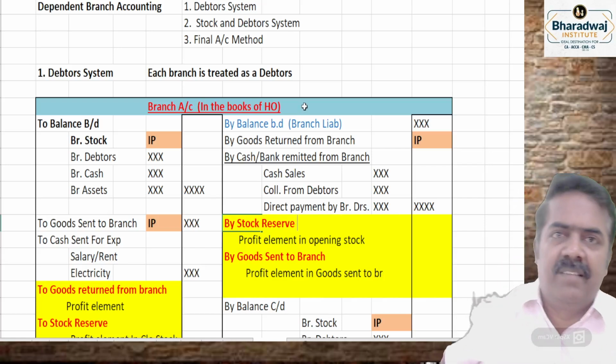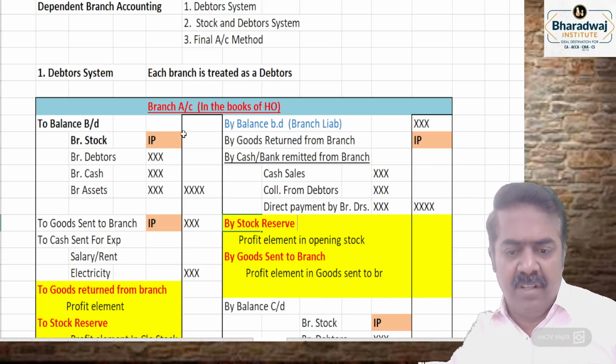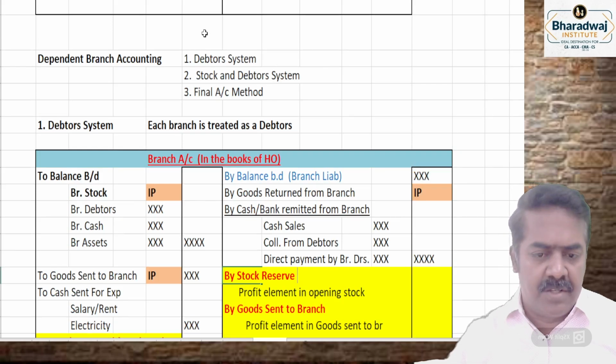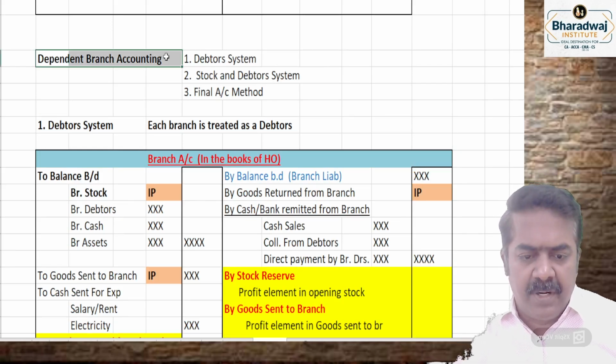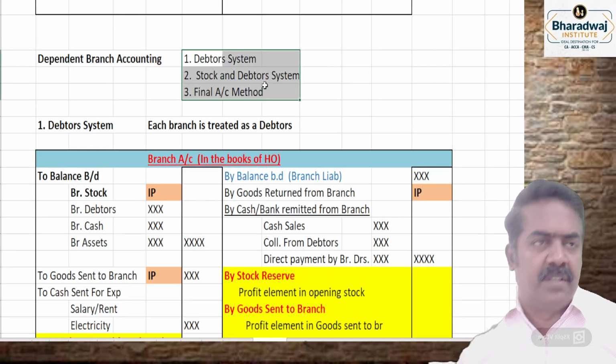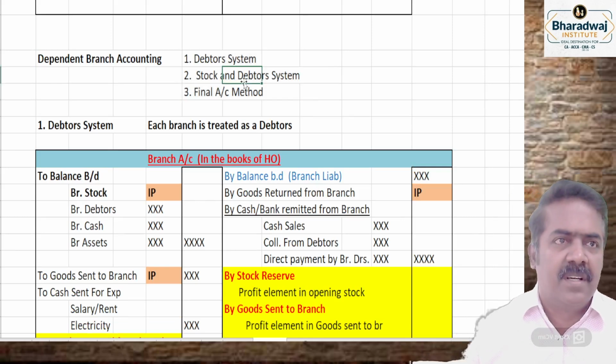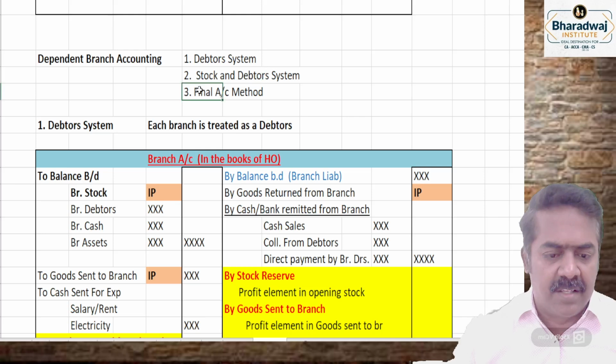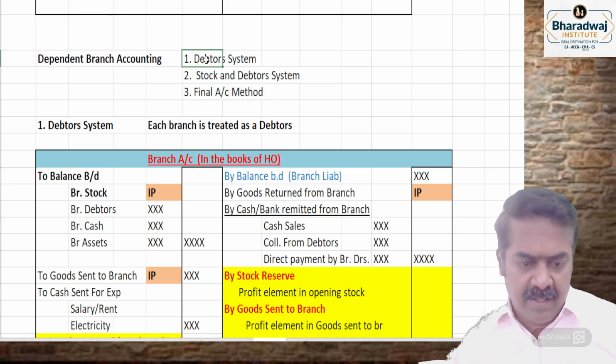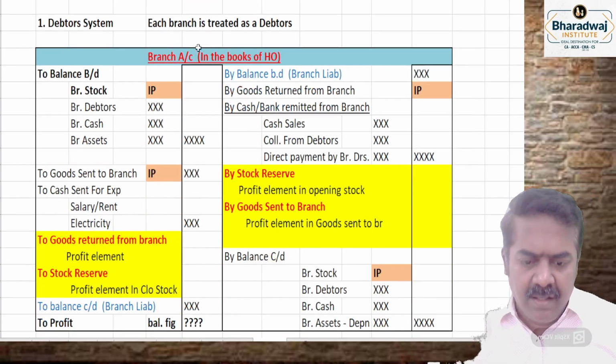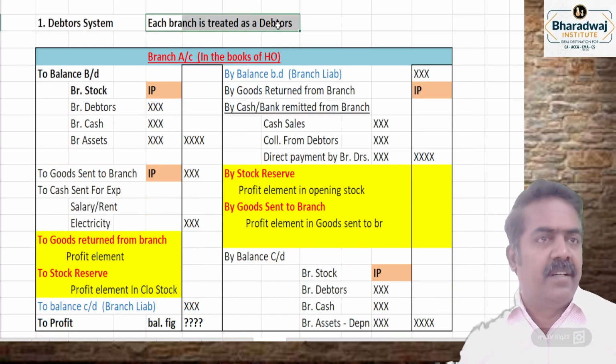Morning. We'll start revising which one? Branch accounts. Before we start with branch accounts, under the dependent branch system, there are three methods of preparing accounts. What are the three methods? Debtors method, stock and debtors method, and which method? Final method. The debtors method we had seen, each branch is treated as a debtor.